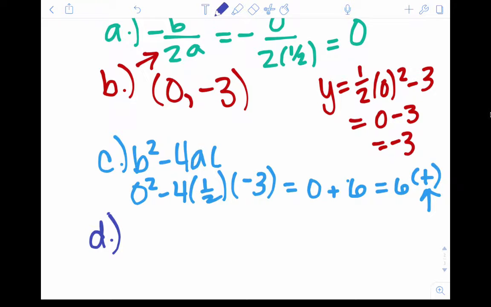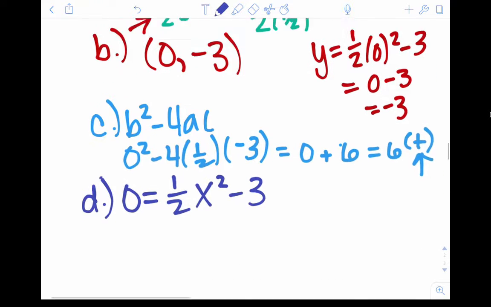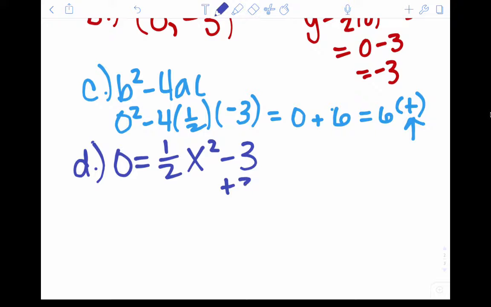the x-intercept is when y equals 0. So I'm going to set y equal to 0 and then solve this equation. So 0 equals 1/2 x squared minus 3. To solve this equation, I need to add 3 to both sides.